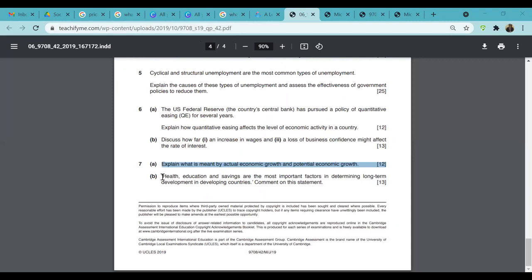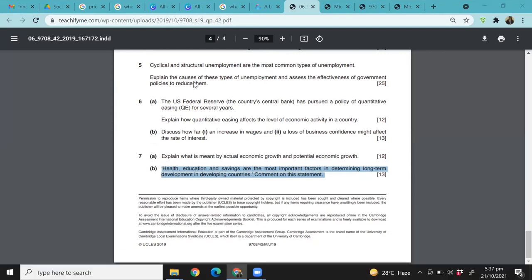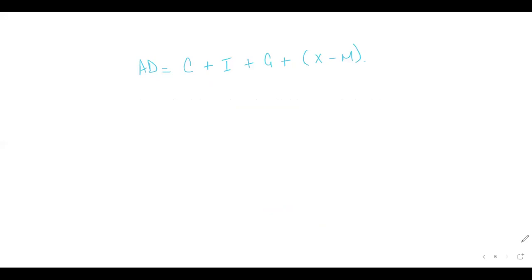Okay, now let's look at the B part. Health, education, and savings are the most important factors in determining the long-term development in developing countries. Comment on this statement. Okay, now for the B part, let's read it and then we'll do it together. The question says health, education, and savings are the most important factors in determining the long-term development in developing countries. Now it's talking about 3 things: health, education, and savings. Okay, now have a look at this.